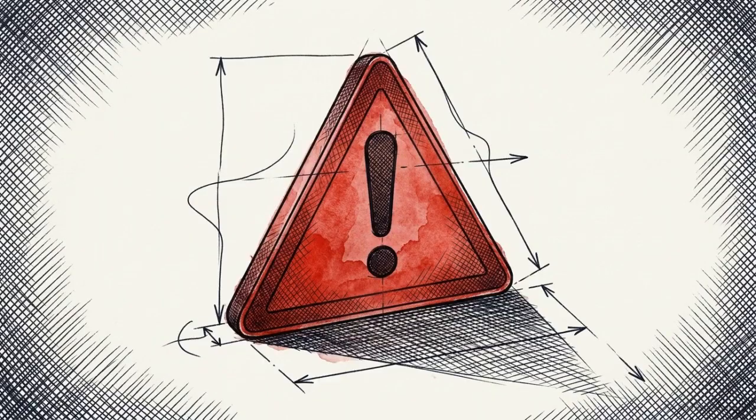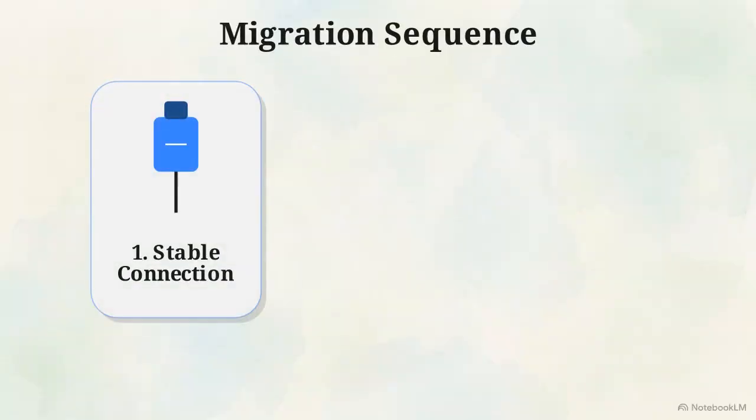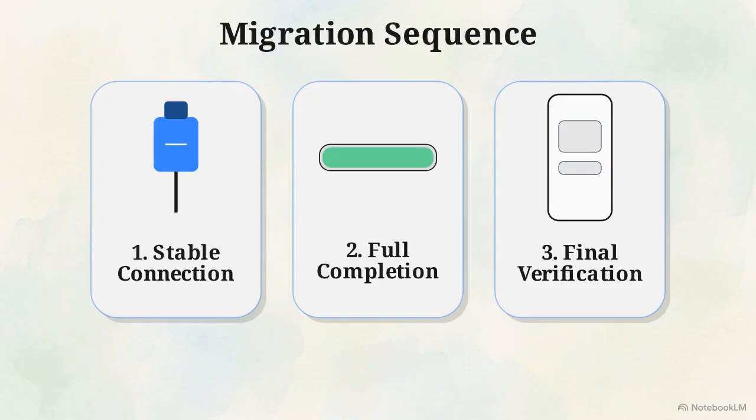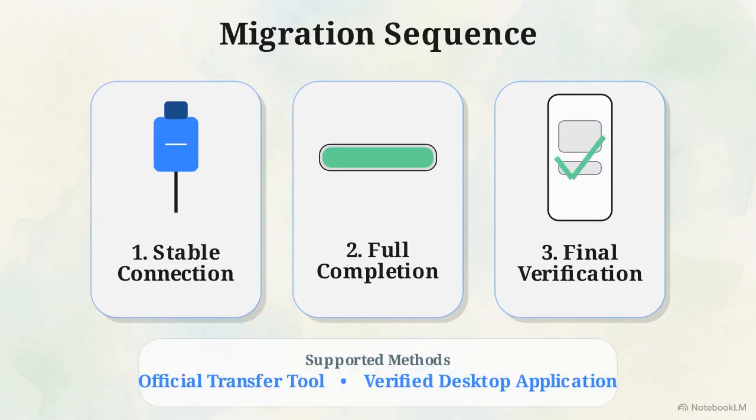Deleting the source data before verifying the new device is the most common cause of permanent data loss during an upgrade. Successfully moving your history to a new operating system requires patience and a specific sequence of steps, using either the official transfer tool or a verified desktop application.